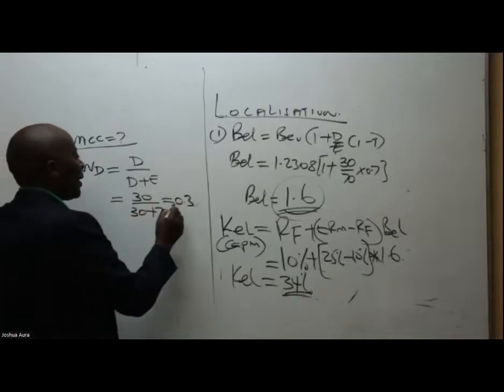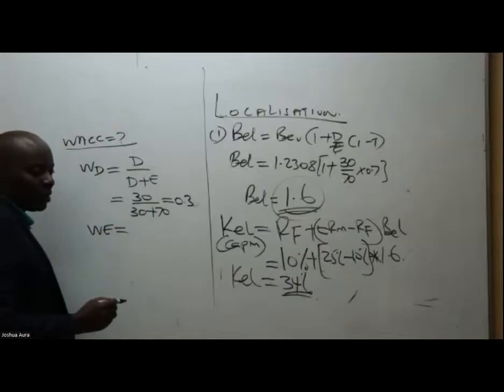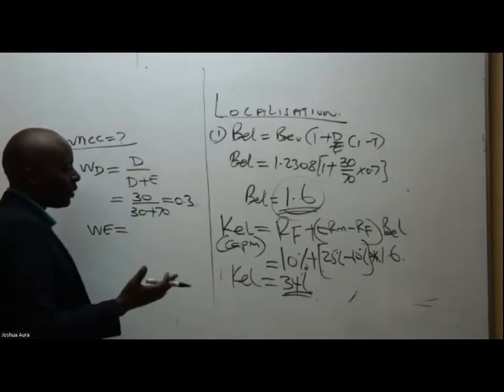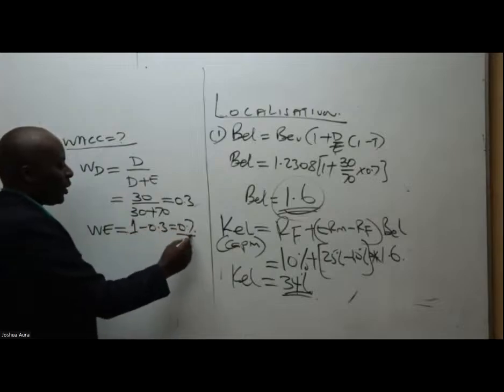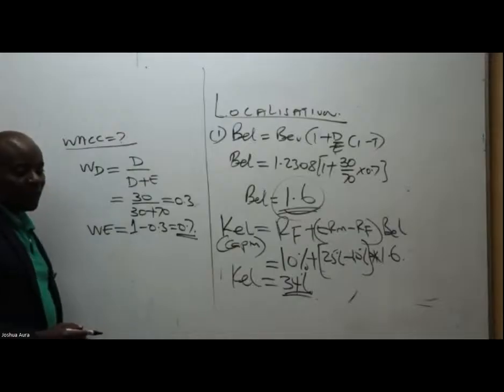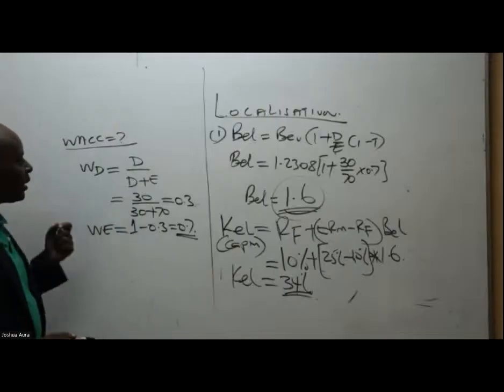And once I get the weight of debt, getting the weight of equity will not be a big deal. This will be 1 minus 0.3, which gives me 0.7.